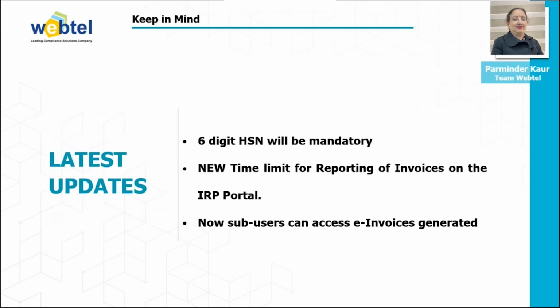Now, some points on the latest updates in e-invoicing. At least 6-digit HSN will be mandatory in e-invoices for taxpayers whose AATO, that is annual turnover, is 5 crore and above from 15 December 2023. There is an advisory on the new time limit for reporting of e-invoices on the IRP portal. Now sub-users can access e-invoices generated by main users and perform view, cancel and generate e-way bills.